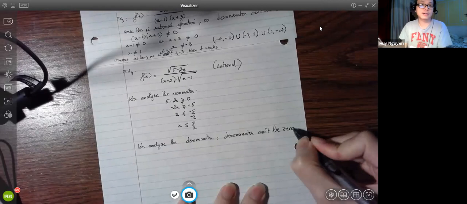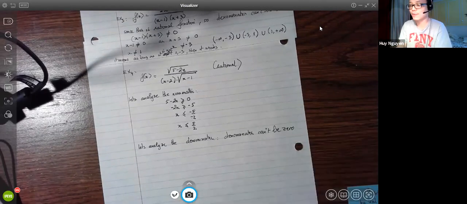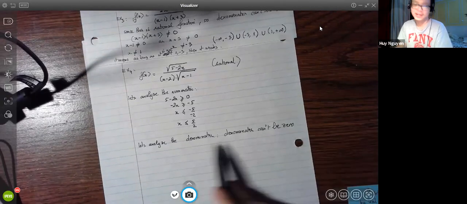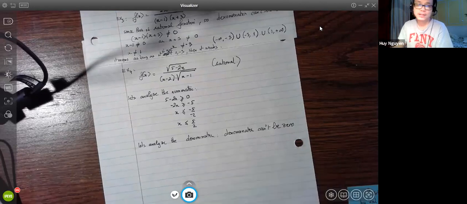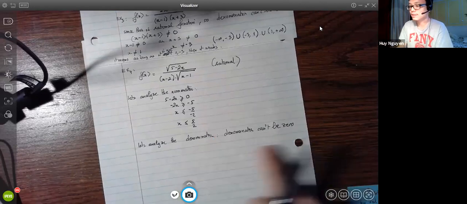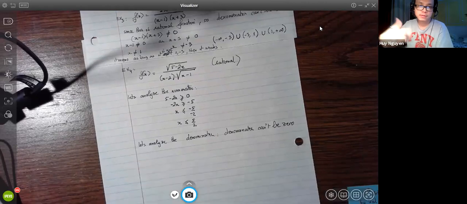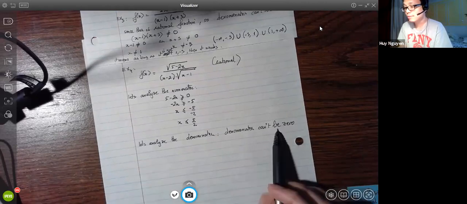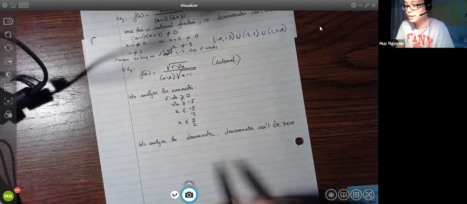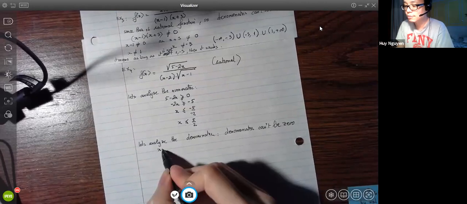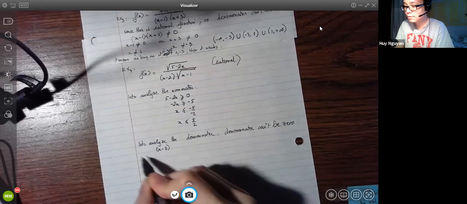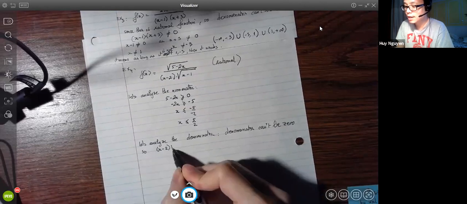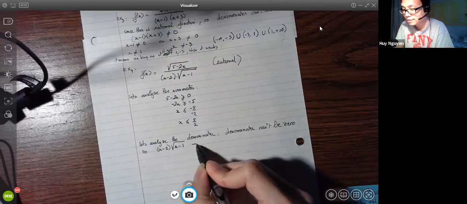Again, on the test, on the assignment, you don't have to write this. You just show me the work. As long as I see this work, it's okay. You don't have to write words like this; the words are just for explanation. And the denominator can't be 0. So we're going to set up x minus 2 times the radical of x minus 1 can't be 0.